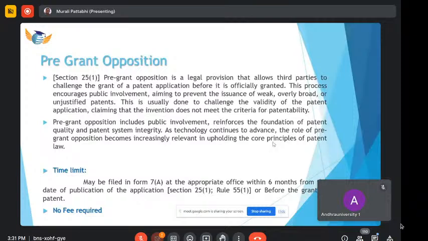In pre-grant oppositions, any general public can oppose the grant of the patent, but in post-grant oppositions it is not allowed. If you are an interested party, for example an inventor who was excluded from that invention, then you can go for a post-grant opposition. Or you are making a product which is related to that invention. That means in pre-grant opposition anyone can go, but in post-grant opposition only people who are working in that area will be allowed.